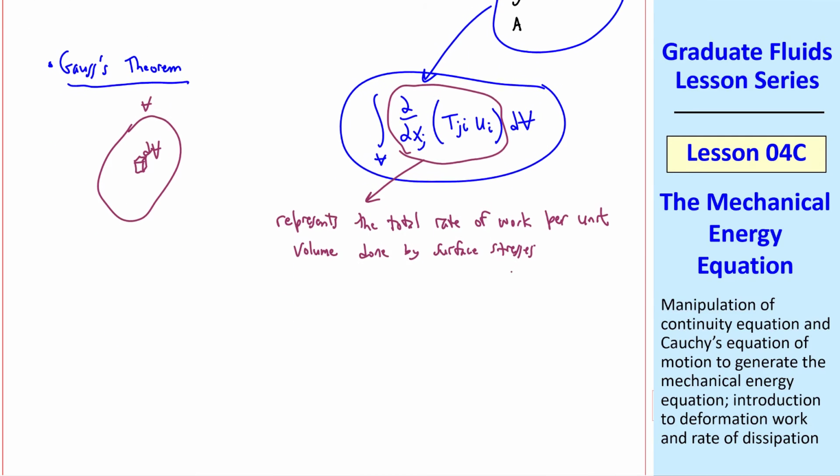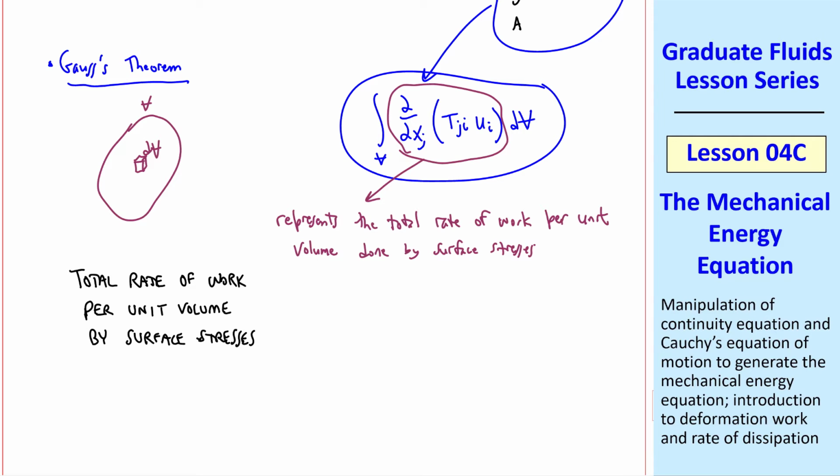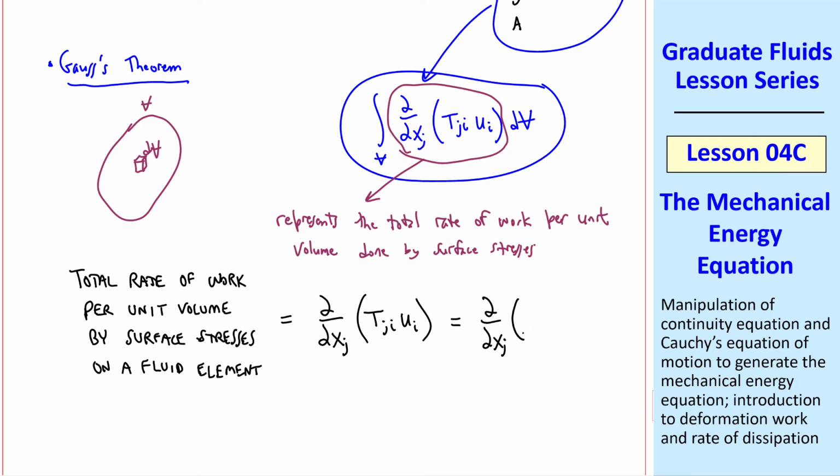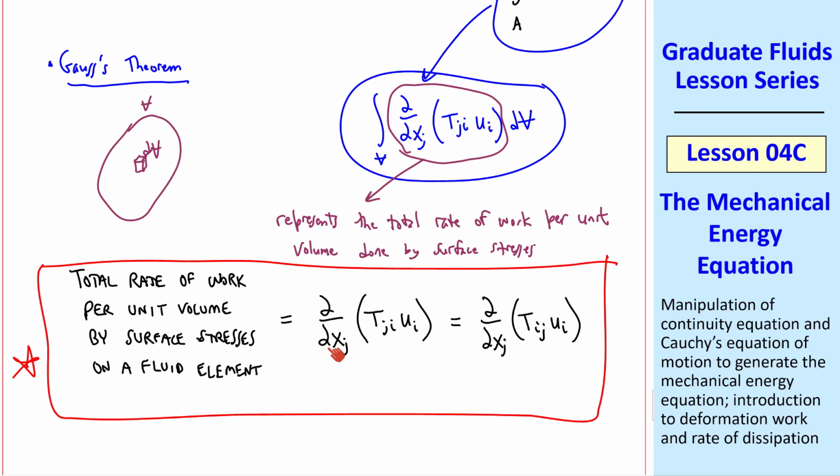I summarize that here. The total rate of work per unit volume by surface stresses on a fluid element is simply this integrand, ∂/∂xj of tji ui. But since tij is symmetric, we can write it as ∂/∂xj of tij ui. I point out that you can derive this equation alternatively by looking at a small fluid element and doing truncated Taylor series expansions around all these surfaces, as we've done previously.